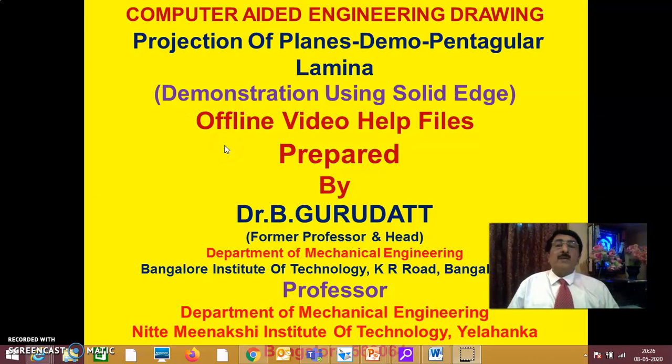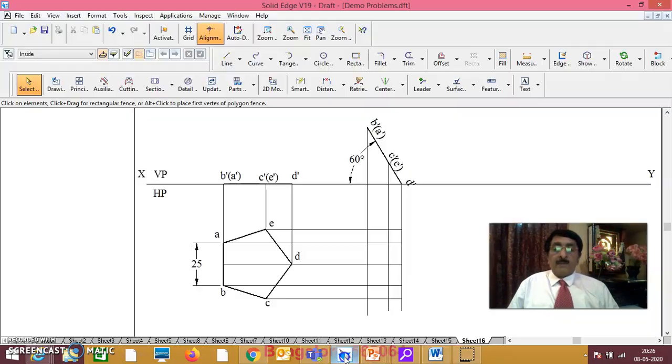We have already started with a demo on pentagonal lamina. We'll continue that using Solid Edge. Now, as you see here clearly, I have drawn the XY line, VP and HP. It is only in first angle projection. I drew the pentagonal lamina in edge-on-corner position and got the corresponding front view. Correct, no? This I have told you already.